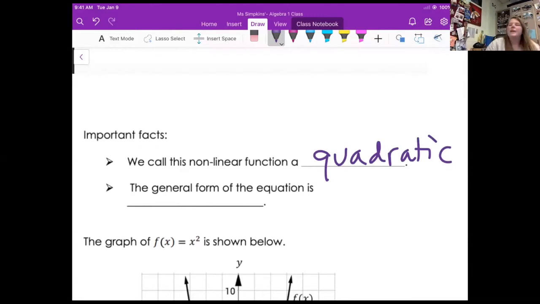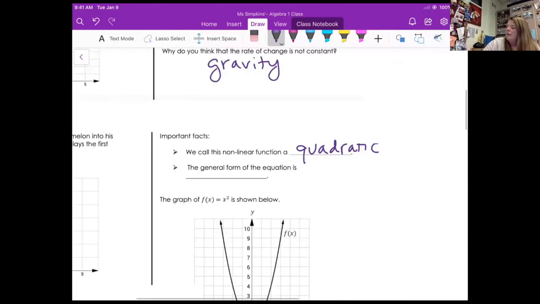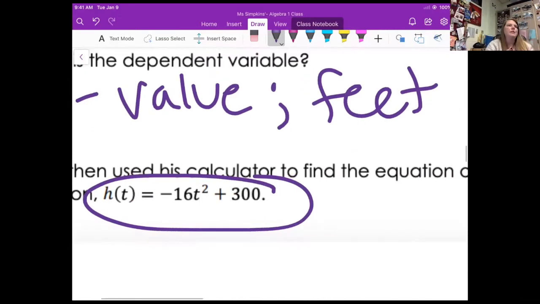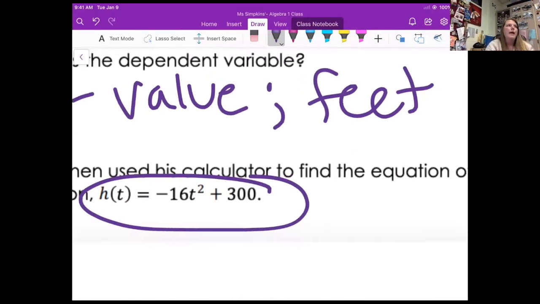Before we talk about the equation though, I want to go back and look at Liam's equation. I don't want you to worry about the negative 16 right now. That deals with the gravity aspect of it, but the 300 is not random. Where in our problem did that 300 come from? He started at 300 feet plus 300.